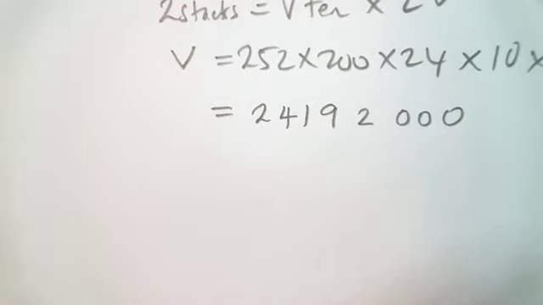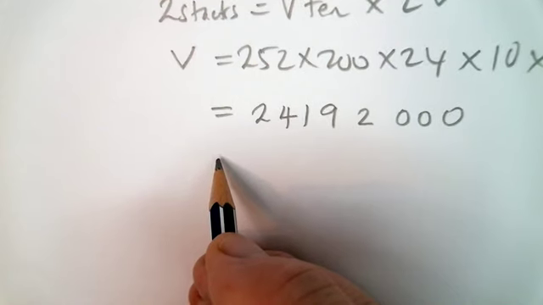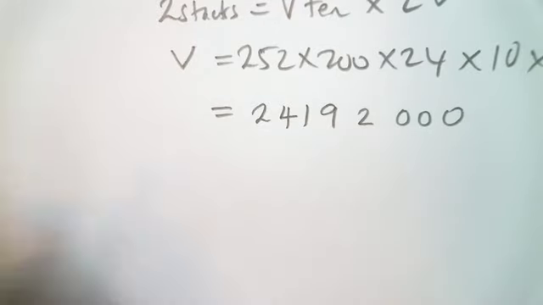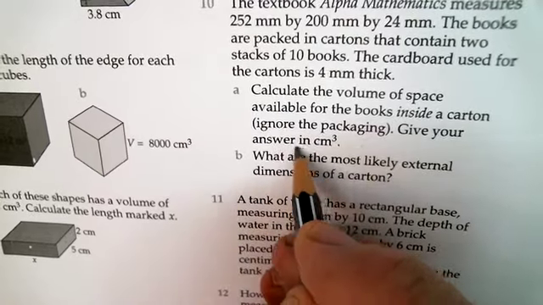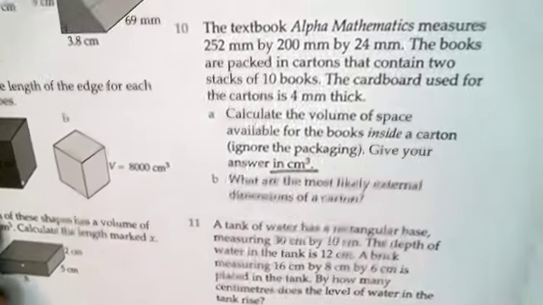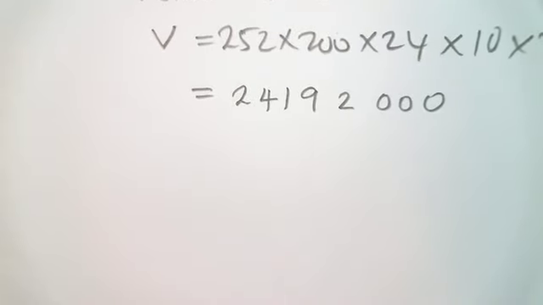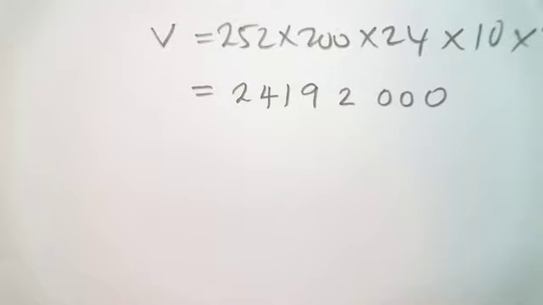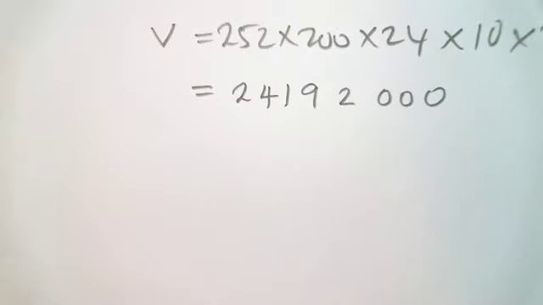Crikey, do we have to do it in millimeters? If we do, does it say anything different? Oh, we're going to give our answer in cubic centimeters, it says. I just saw that now. So that changes things slightly. We've got 24192000. Because centimeters are 10 times more than millimeters, let's do it in millimeters first.